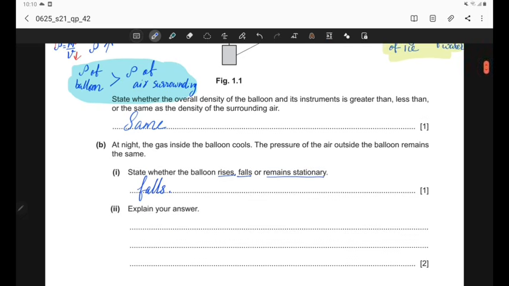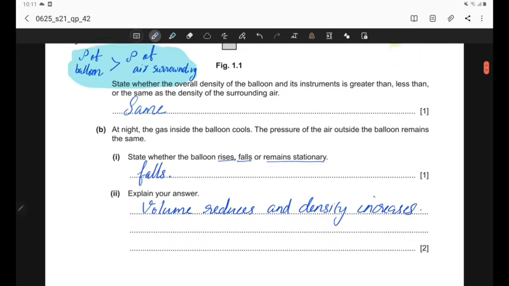Explain your answer. Since it's a 2-mark question, we just need to write 2 points. We have already seen when the air inside the balloon cools down, its pressure will reduce, so that the balloon shrinks and its volume reduces. So the first point we can write: volume reduces. When the volume reduces for the same mass or same amount of gas, its density increases. So volume reduces and density increases. These 2 points are enough since it is a 2-mark question.